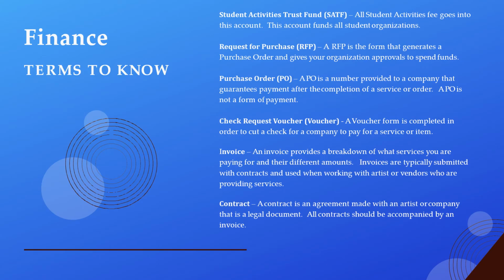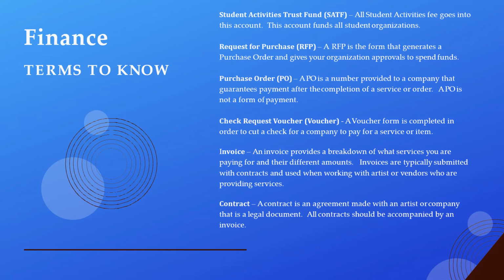There are a few finance terms that we think are important for you to know. We'll start with the Student Activities Trust Fund, or SATF. Each student pays an activities fee that goes into this trust fund. Senate then uses these funds to give student organizations their allocated budget for the year.